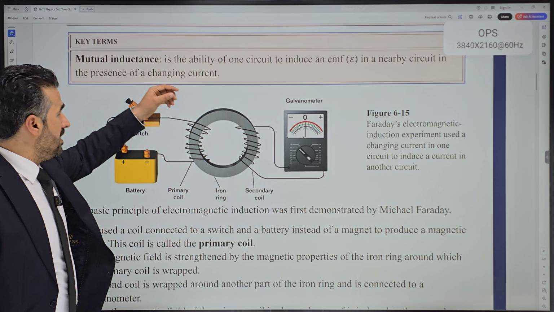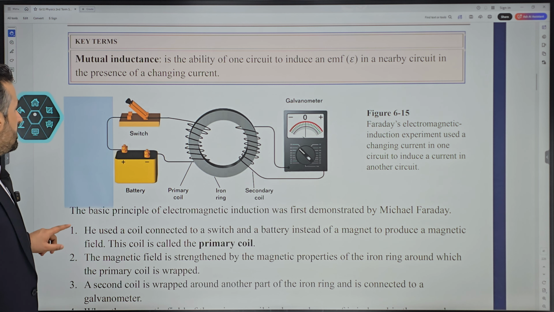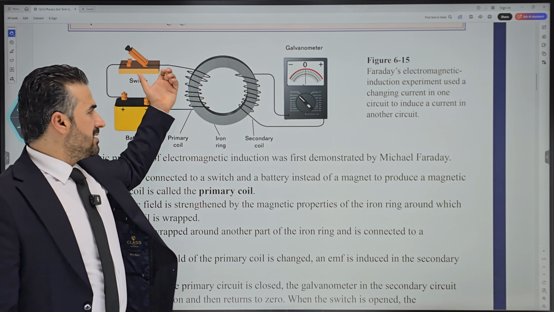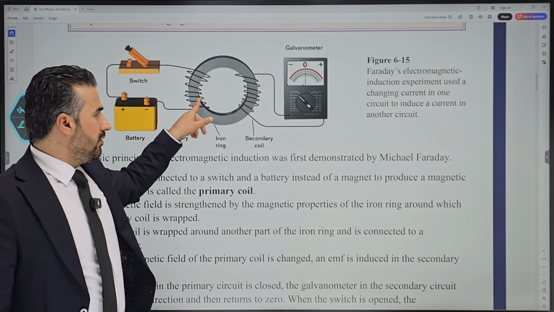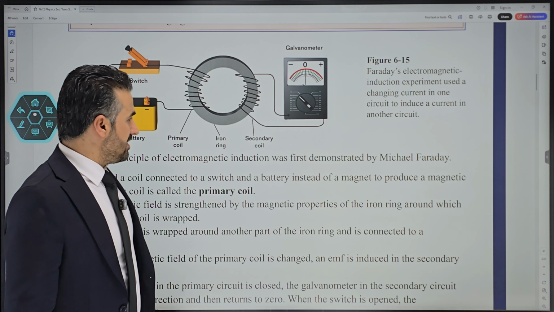Mutual inductance is the ability of one circuit to induce EMF in a nearby circuit in the presence of a change in current. In the diagram there is a battery, a switch, and two coils. Now there's a galvanometer to see if EMF is induced.